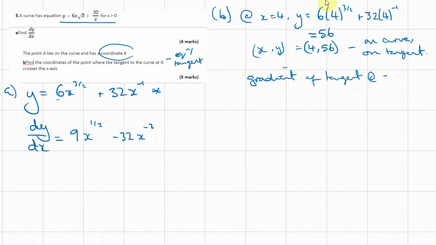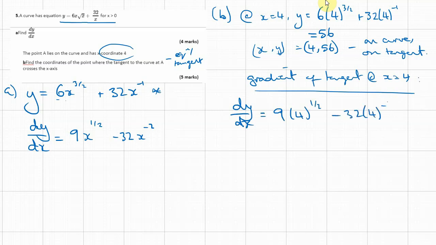So next, let's find the gradient of the tangent at x equals 4, and we're going to do that by plugging 4 into our differentiated function. So again, just be really careful about your brackets. Let's chuck this in the calculator, or you can go through it step by step in your head if you don't trust your calculator, like I don't. Our gradient is 16.